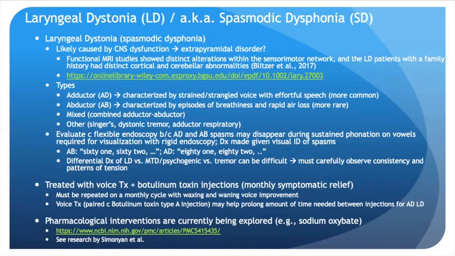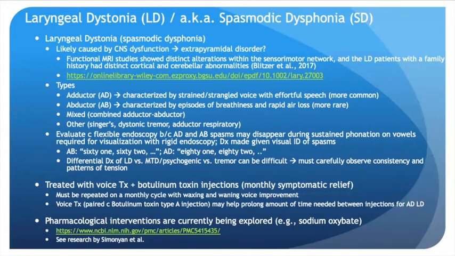So laryngeal dystonia, formerly known as spasmodic dysphonia, is likely caused by a dysfunction of the central nervous system. It possibly can be classified as an extrapyramidal disorder. Functional MRI studies show distinct alterations within the sensorimotor network. And laryngeal dystonia patients with a family history had distinct cortical and cerebellar abnormalities. So that might indicate that this is a central nervous system disorder.